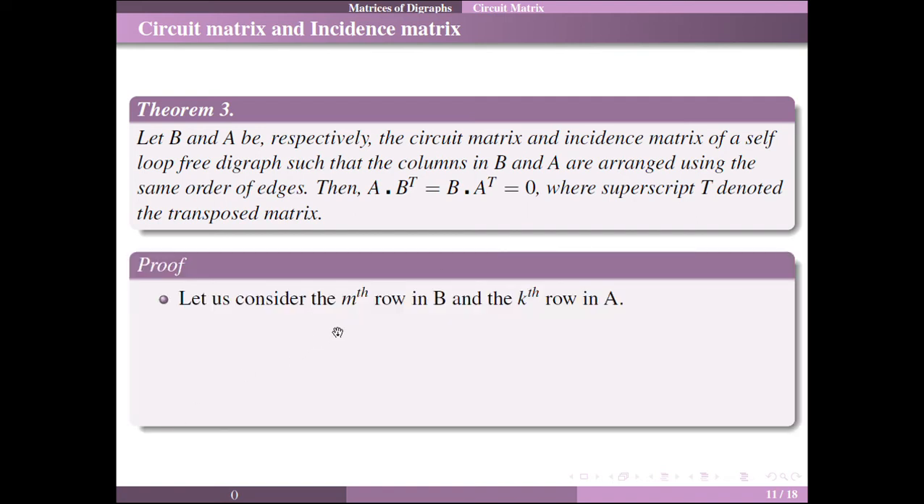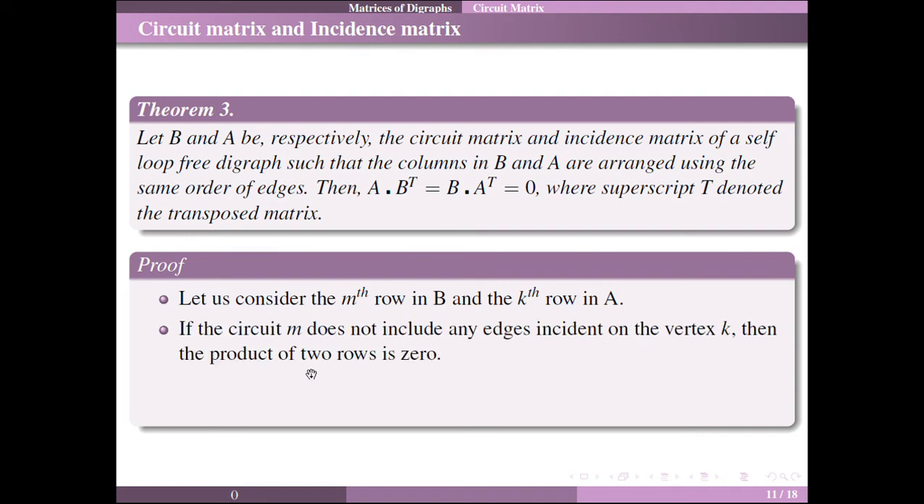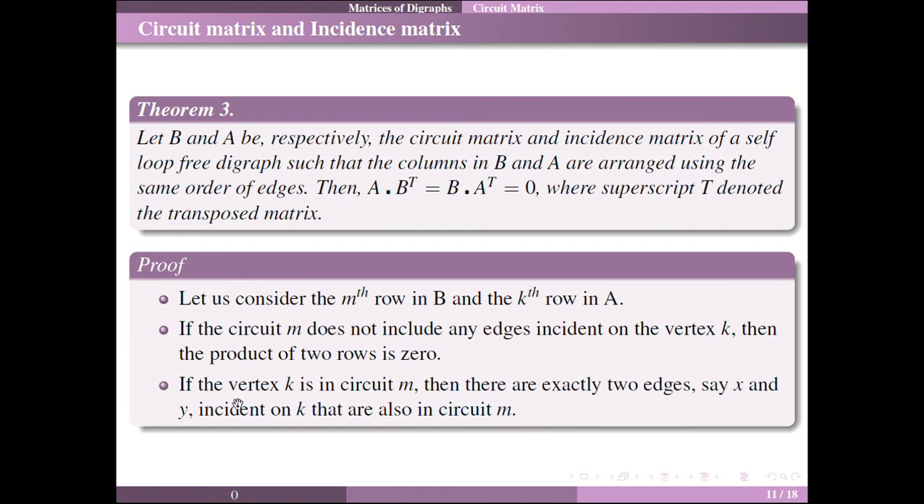Let us consider the mth row in the circuit matrix B and kth row in the incidence matrix A. If the circuit M does not include any edges incident on the kth vertex, then it is clear that the entries will be 0. So product of the two rows is 0. If the vertex K is in circuit M, then there are exactly two edges, say X and Y, which are incident on K and that are also in circuit M.